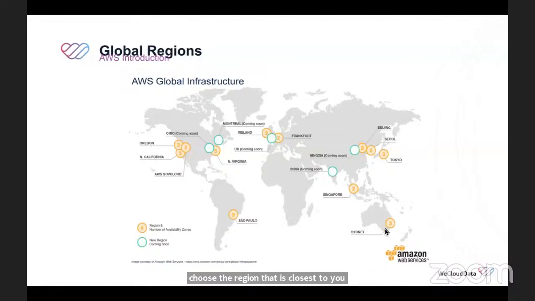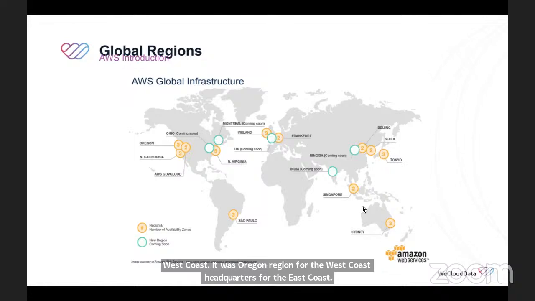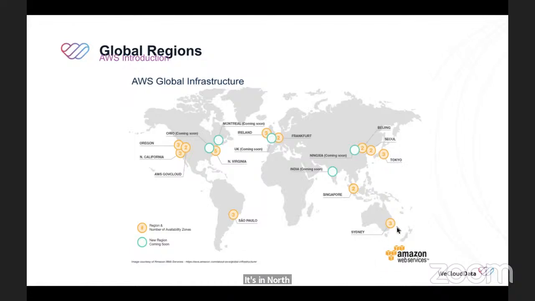Okay. In terms of international companies, they will have different regions for different regional headquarters. Like my example before, in the West Coast, they choose the Oregon region for the West Coast headquarters. For the East Coast, they choose North Virginia. For China, they choose Beijing. And for Australia, they choose Sydney. So each regional headquarters will mainly work with that region.